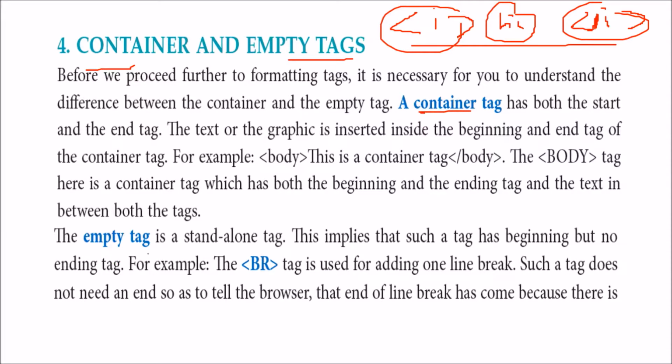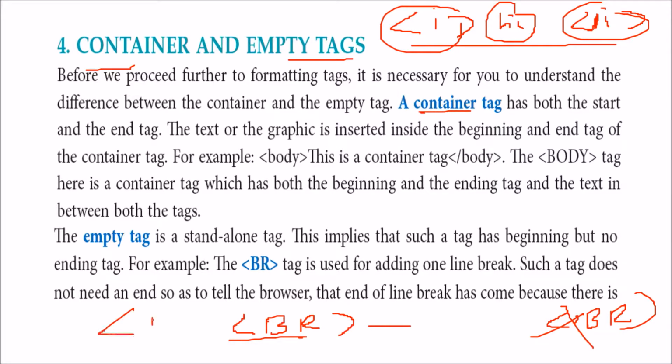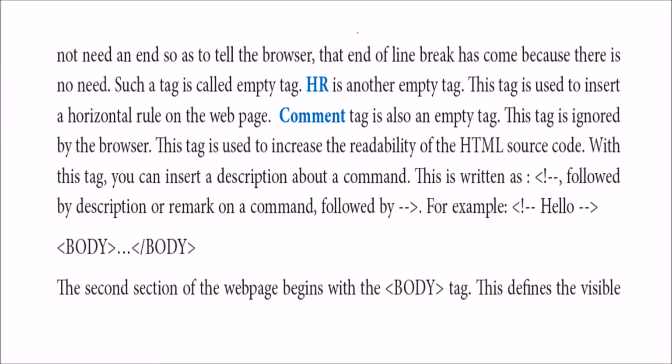But there are empty tags. Empty tags mean, if you write BR, it is for creating a line break. For that BR, you don't require a closing BR. You just say BR and this will do. You don't have to write anything else. BR means line break. Similarly, if we want to put a line in the web page, you do HR. This is HR, horizontal rule. This is also an empty tag.